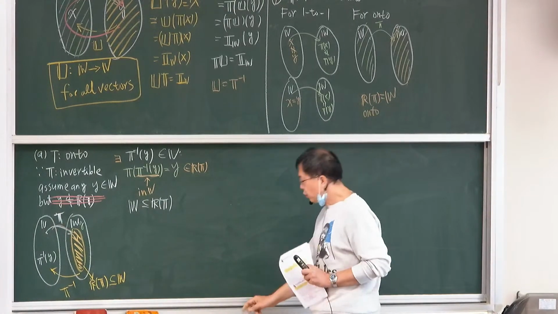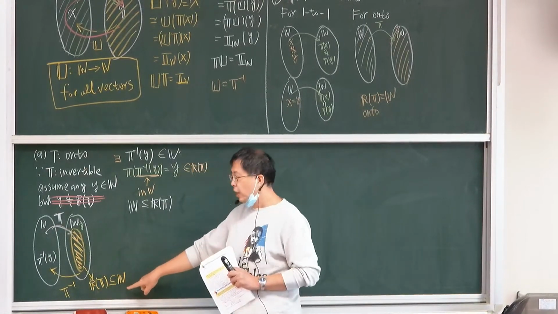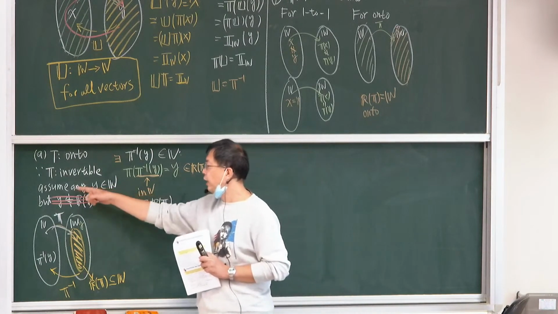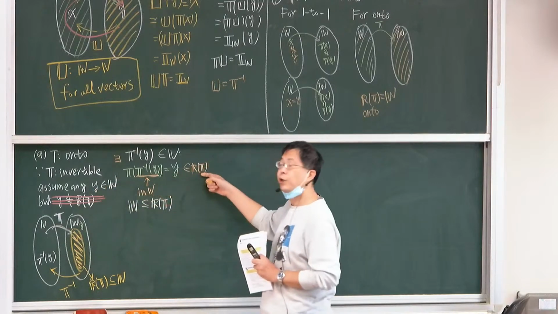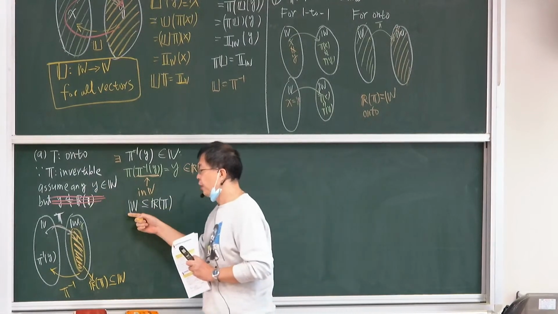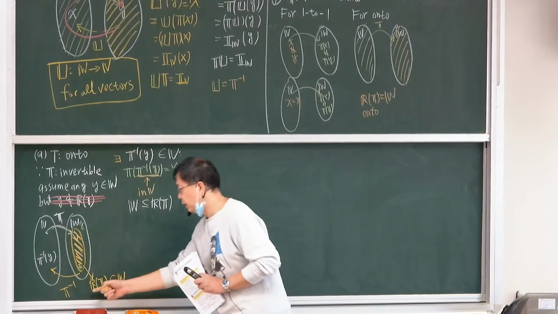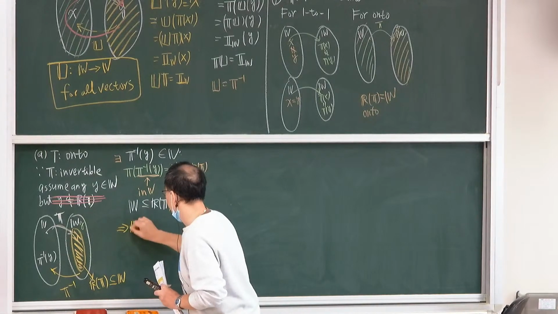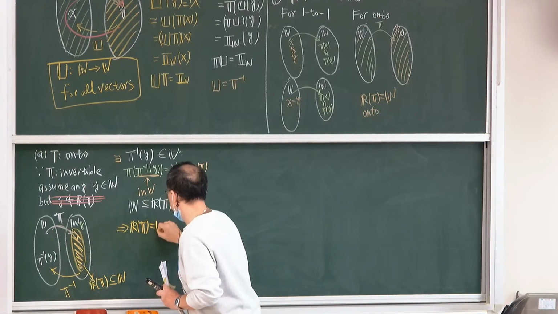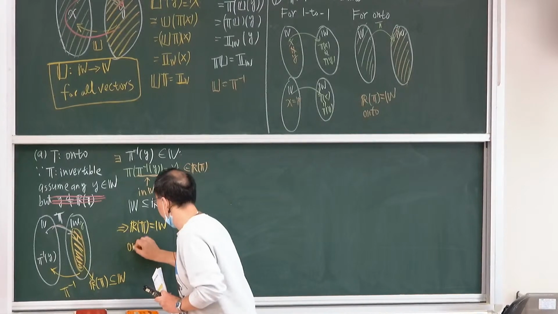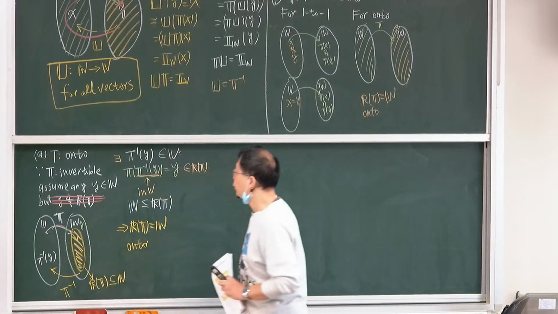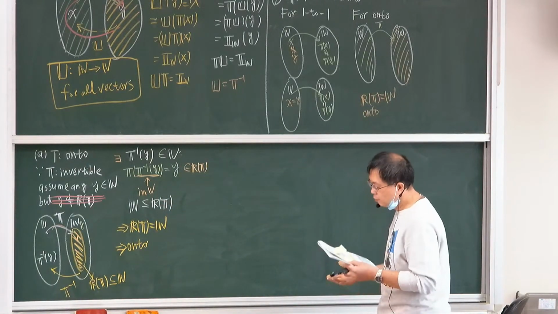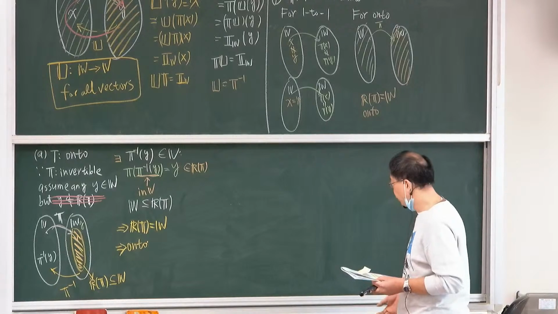But we have already known that the range of T should be a subspace in W. But from here, any vector y in W is also in the range of T. So W is covered by the range of T, and the range of T is covered by W. So then we have the range of T equals W, which means onto. So we have first proved that this transformation is onto.